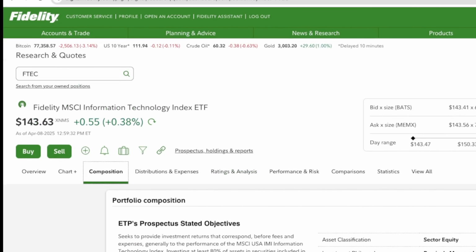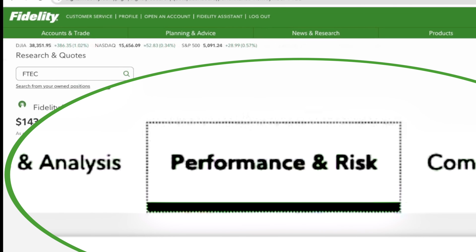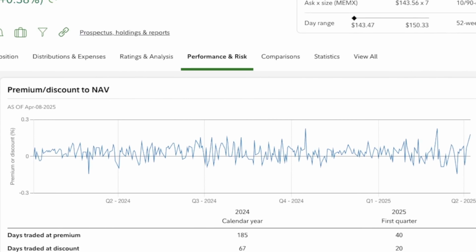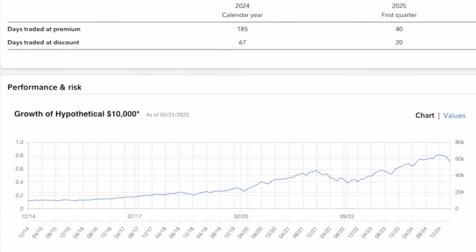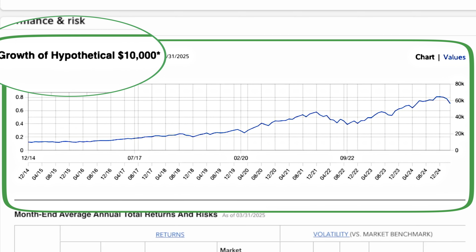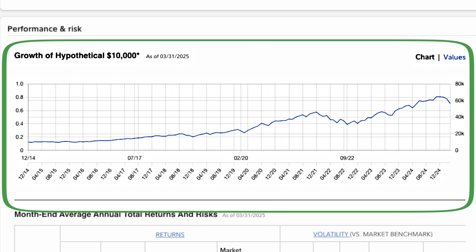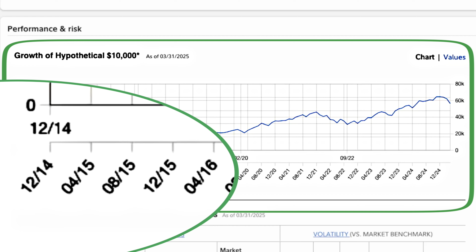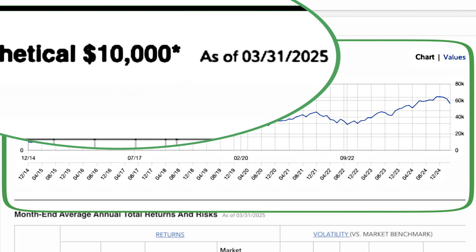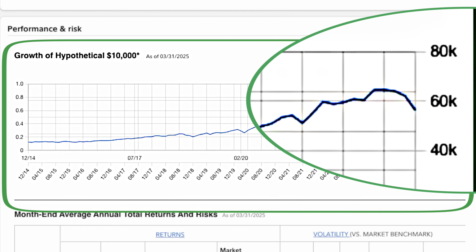Now let's go to performance and risks. This part has a pretty good piece of information. Let me zoom this in. Okay, so where I want to go is here. This financial institution, in this case Fidelity, provides the growth of a hypothetical $10,000. If someone deposited $10,000 in this particular ETF, FTEC, somewhere in December of 2014, then that deposit would grow to around $56,000 today.